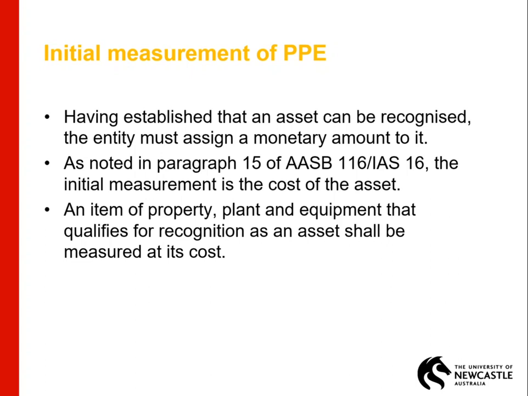Having established that an asset can be recognised, the entity must then assign a monetary amount to it. So the standard in paragraph 15 says that the initial measurement is the cost of the asset. An item of property, plant and equipment that qualifies for recognition as an asset shall be measured at its cost.